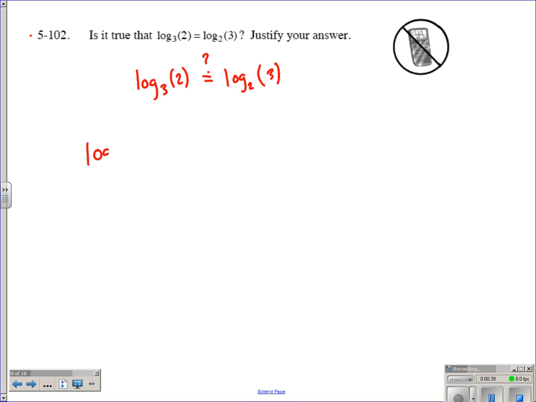If I said log base 3 of 2 equaled, let's call it x, and I did the same thing over here, log base 2 of 3, and said that equaled x. Let's think about this for a moment. If I take a 3 and raise it to the power of x and I get 2, just putting it from log form to exponential form, I'm going to say 3 to the power of x equals 2.